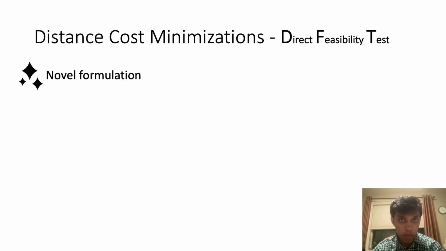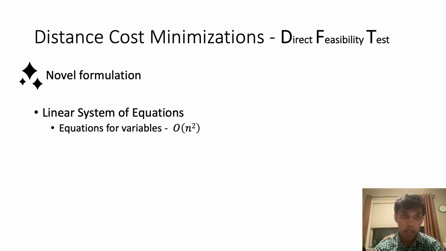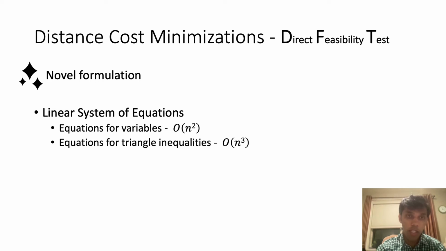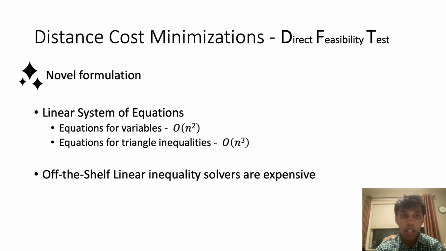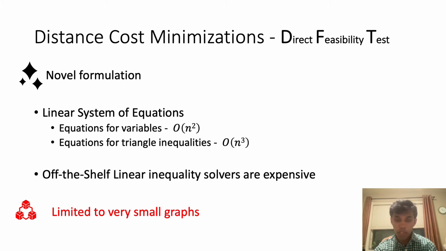This is a novel formulation. As I said before, they form a linear system of equations. The number of variables is in the order of n square. The number of equations corresponds to triangle inequalities, in the order of n cube. Off-the-shelf linear inequality solvers are expensive, limiting its application to only small graphs.